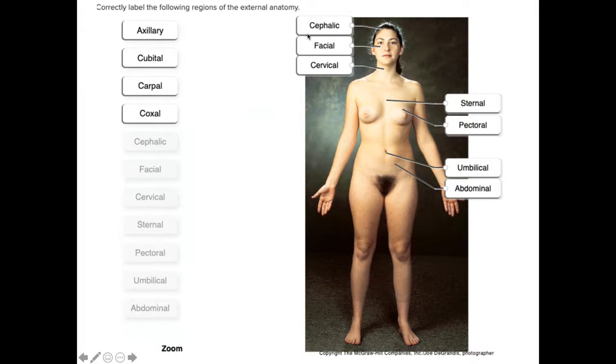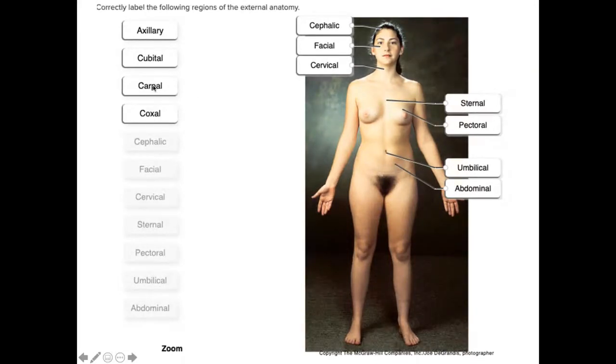So now we have, I think this comes from the atlas. So we have to take these structures and drag them over, drag and drop. And it gives you a variety of choices. So the best choice for this part of the head is cephalic. Then this is the facial region. The neck is called cervical. The chest is sternal. Around the breast region is the pectoral region. Right? We know that there is the pectoralis major and pectoralis minor muscles here. The belly button is the umbilicus, and the general stomach region is abdominal.